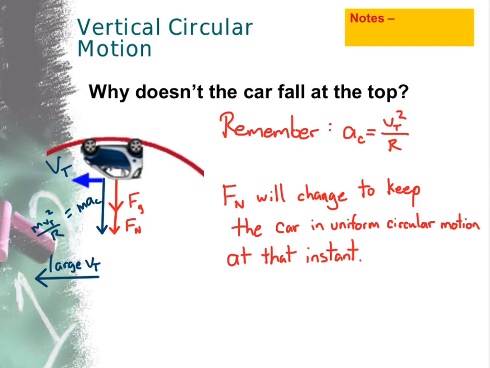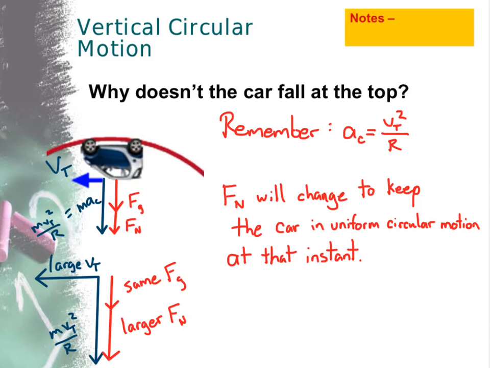So if I had a larger v sub t, what would happen? Well, because of this formula, I would have a much larger centripetal acceleration. It's so large I don't have enough room to draw it to scale, so I'm just going to draw a larger vector here. My gravitational force is the same, but I have a larger normal force, because I have a larger mass times centripetal acceleration. So a larger velocity at the top means we're going to have a larger normal force.